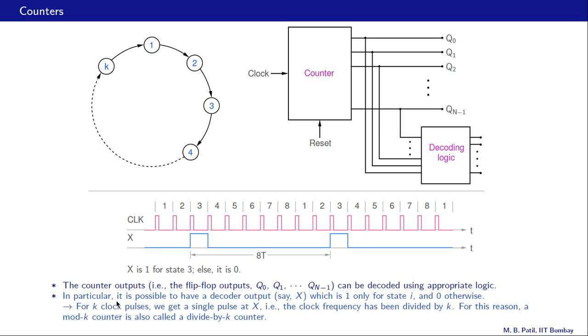So let us make that remark. It is possible to have a decoder output, say X, which is 1 only for state I, in this case the third state, and 0 otherwise. So for K clock pulses, we get a single pulse at X, that is, the clock frequency has been divided by K. And for this reason, a mod K counter is also called a divide by K counter. So this counter, for example, would be called a divide by 8 counter.